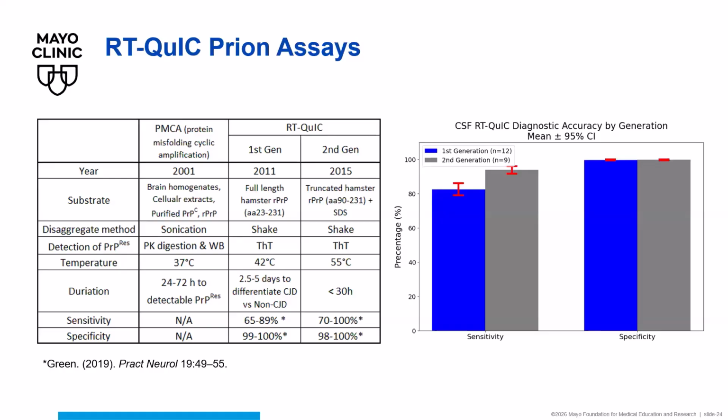That is the current generation that we use in our laboratory and that most laboratories testing clinically use. It achieved an increase in sensitivity and maintained high specificity. The figure on the right is a composite of studies assessing diagnostic performance in first generation versus second generation. What you can see is an incremental increase in sensitivity while maintaining very high specificity.